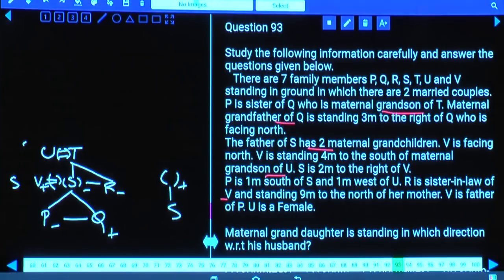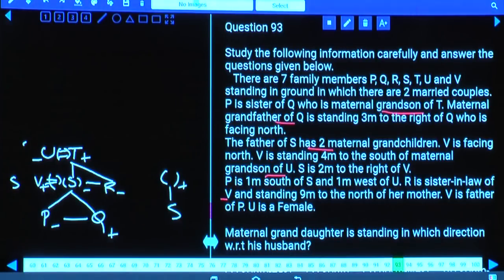And R is the sister-in-law of V. V is the father of P. Anyhow we got this one. And U is a female. As U is a female, U is the mother of V, S and R. And T is the father of S and R. And this is the family tree of these 7 persons.